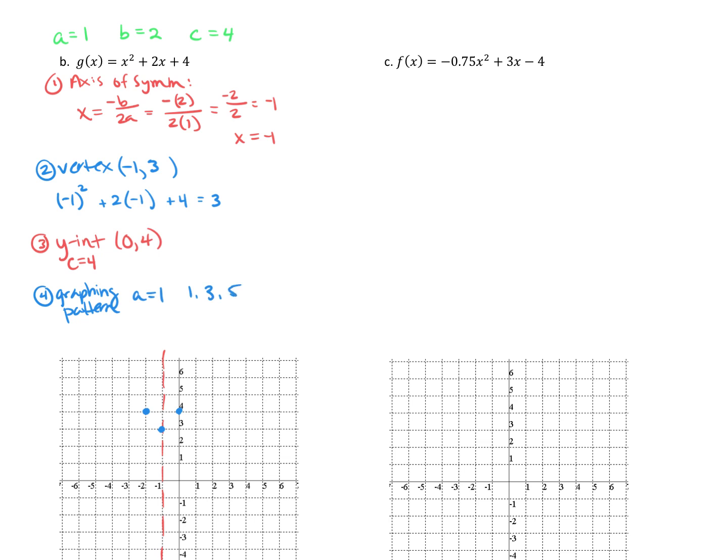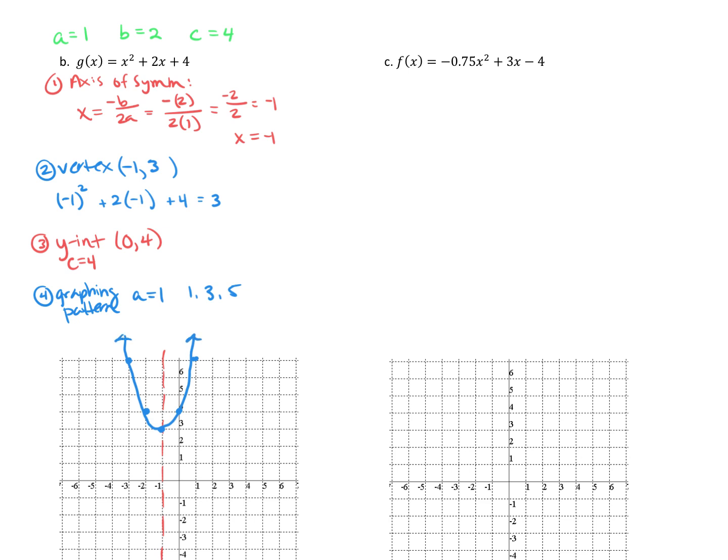So from the vertex, we're going to go up 1 to the right 1. That's hitting our y-intercept, so that's good. Then we'll go up 3 to the right 1, plot our point. Up 5 to the right 1 is too far off the graph, so let's reflect that point across the other side. And then last, we draw in our parabola.